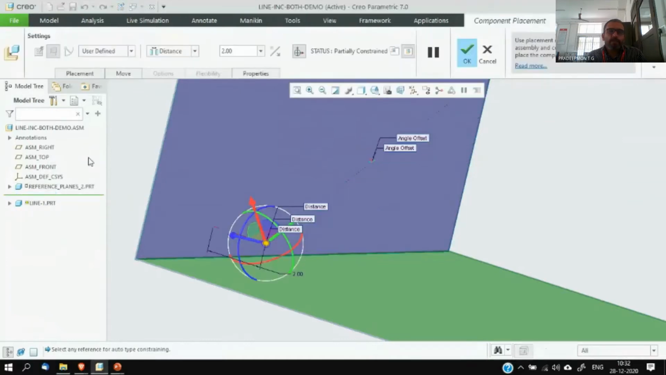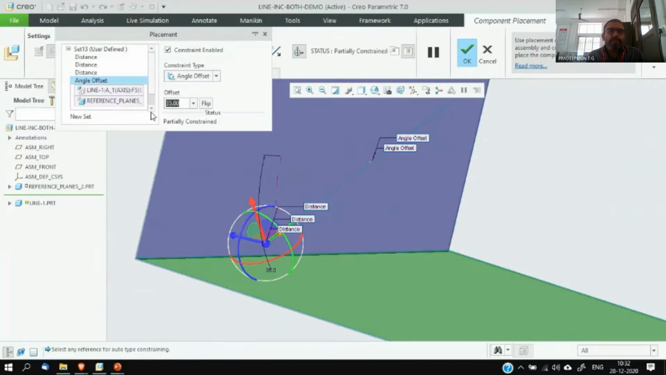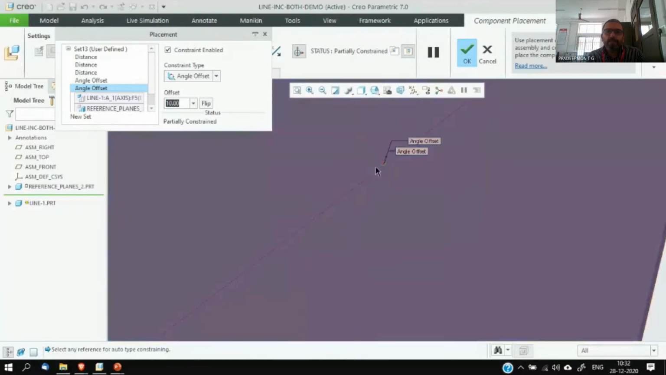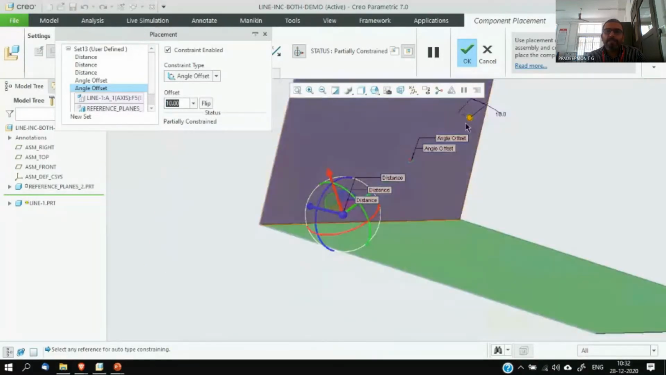So here, see, in the placement, the first angle is 35 degree. That is, this particular line is making an angle of 35 degree with the horizontal. From this one it is evident, it is with the horizontal line. And the first line is making an angle of 10 degree with the VP. So here it is 10 degree with the VP.